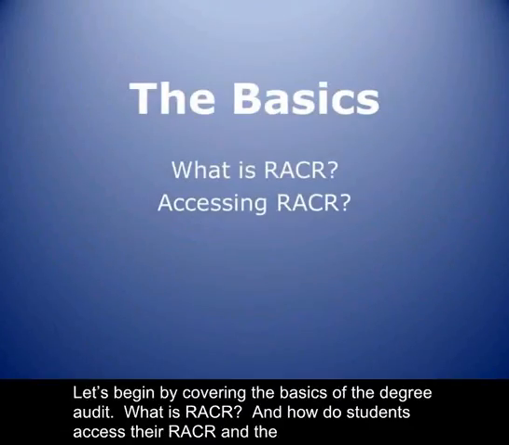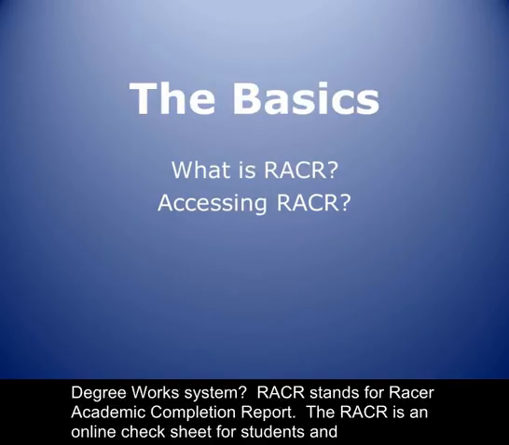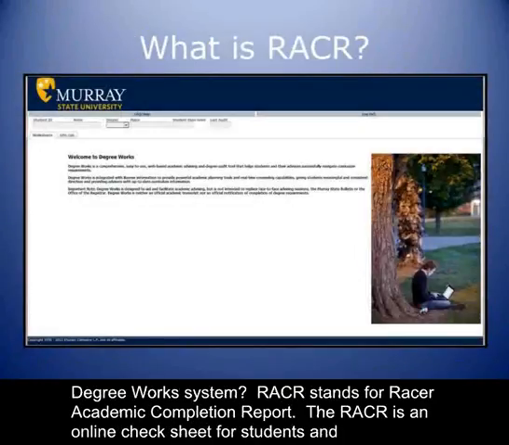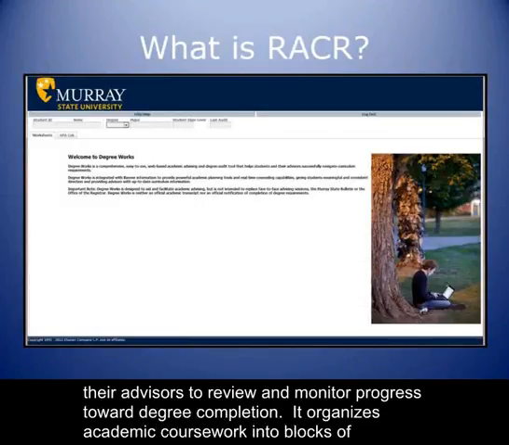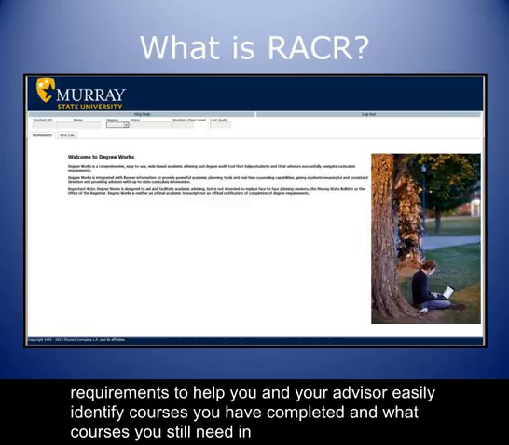Let's begin by covering the basics of the degree audit. What is RACR, and how do students access their RACR and the DegreeWorks system? RACR stands for Academic Completion Report. The RACR is an online check sheet for students and their advisors to review and monitor progress toward degree completion. It organizes academic coursework into blocks of requirements to help you and your advisor easily identify courses you have completed and what courses you still need in order to complete your degree.